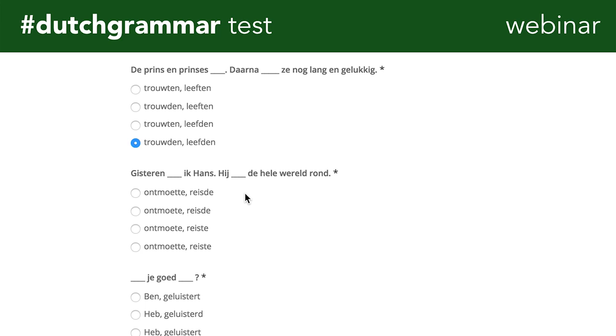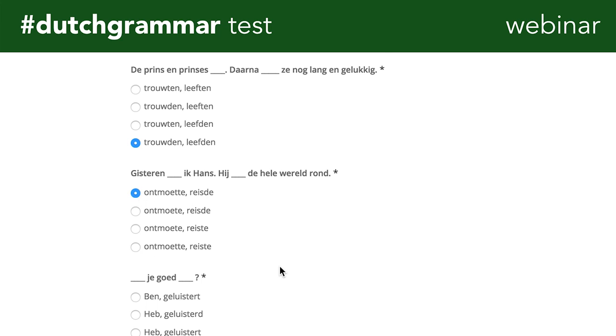Gisteren, ontmoeten, ontmoet, ends on t, and that is in het kofschip. Therefore we add a t. That's the rule, you add a t. Therefore ontmoette with double t. Reizen, the infinitive without an, z, reizen. The z is not in het kofschip. Therefore we add a d, reisde.